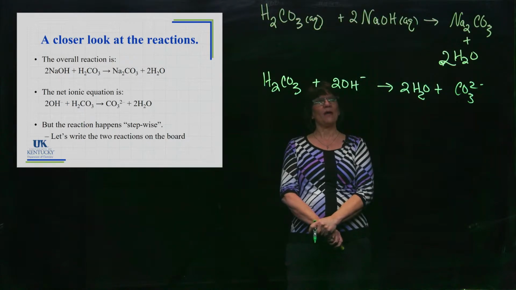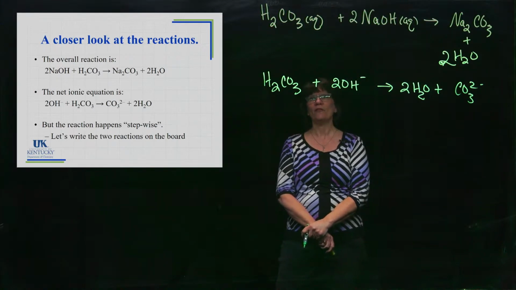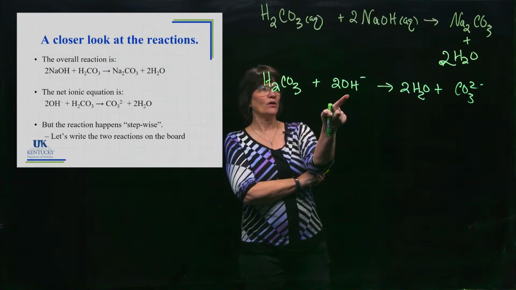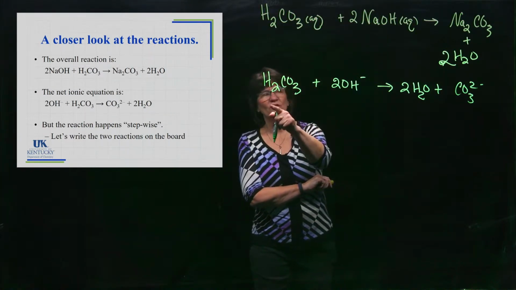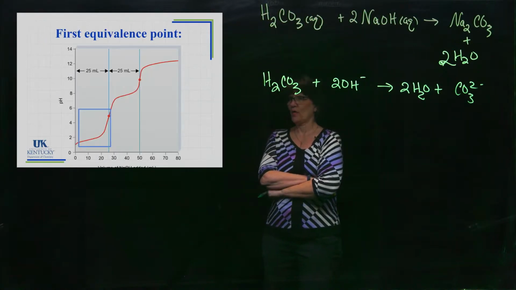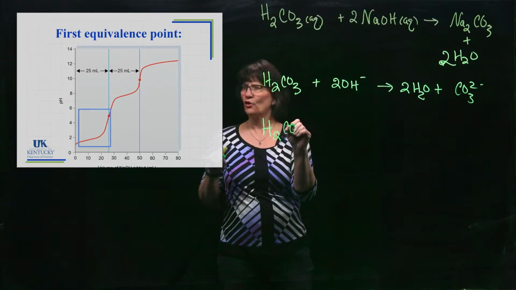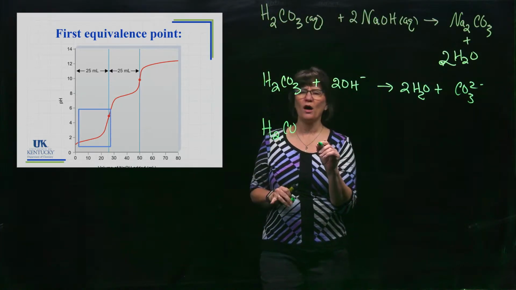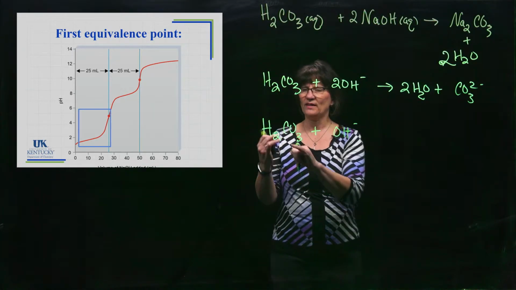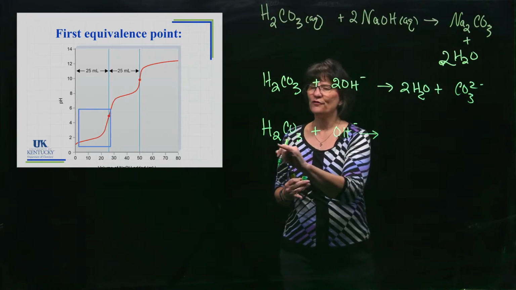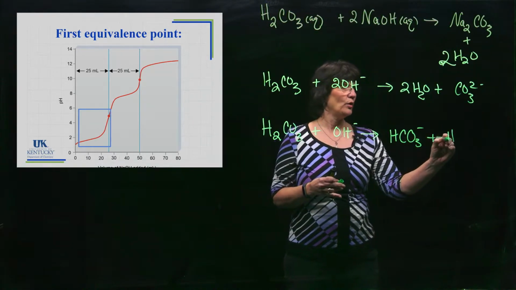Okay, but this overall reaction doesn't happen all in one fell swoop. Really what you do is you end up pulling off the hydrogens with the hydroxide, forming first one water and then reacting with the second one to form the second water. So during the course of this reaction, the first reaction is this, and we're focusing on that blue box right there. So this is reacting with one of those hydroxides. It's 100% pulling off the first hydrogen, leaving me with HCO3 minus and 1 water.